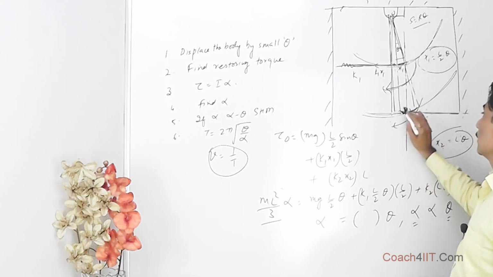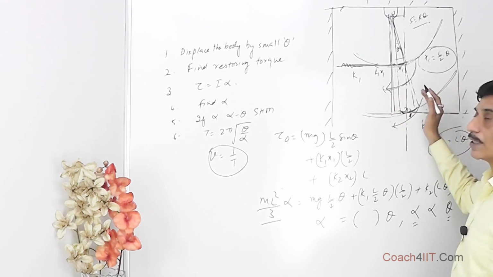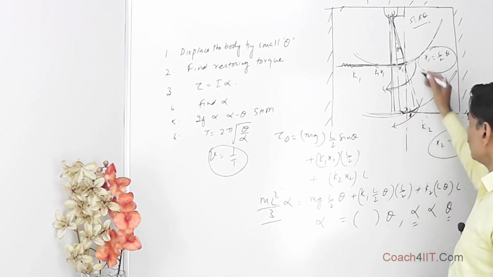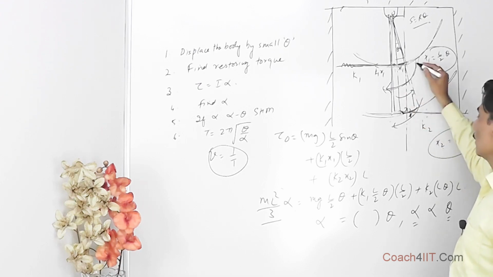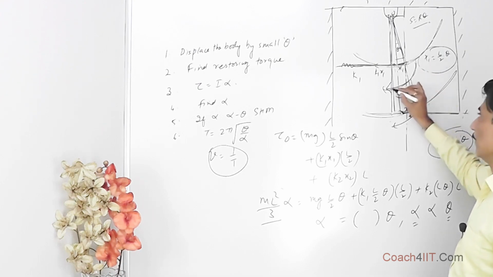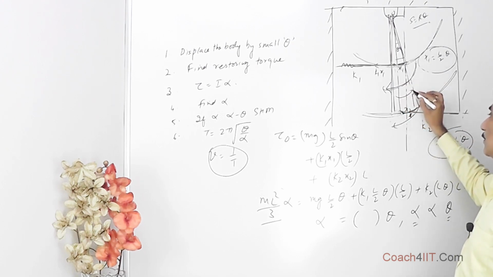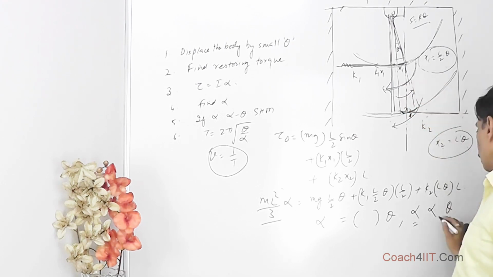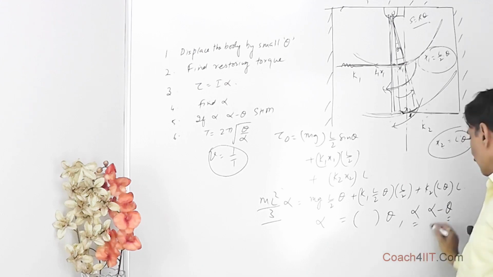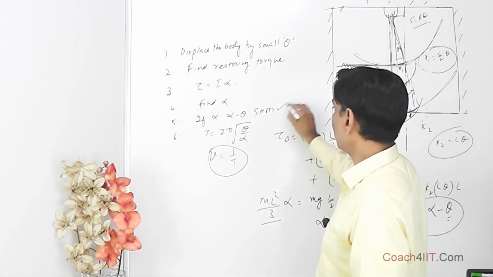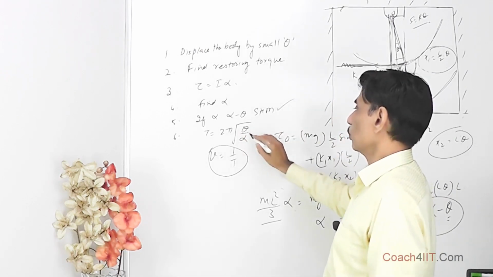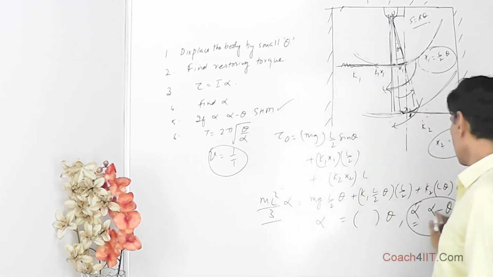It may happen that some of the torques are in the opposite direction, but we have to find the net torque. Net torque is in this direction and theta is in this direction. The direction of net torque and net alpha will be in this direction, and theta is in this direction, so they are oppositely directed. So we can say alpha is proportional to minus theta. If alpha is proportional to minus theta, it means this condition is met. If this condition is met, T is equal to 2 pi root of theta by alpha.